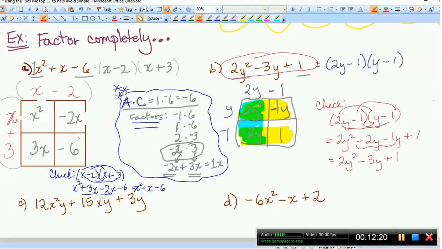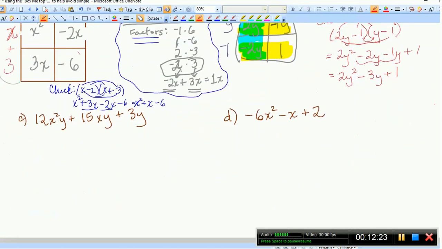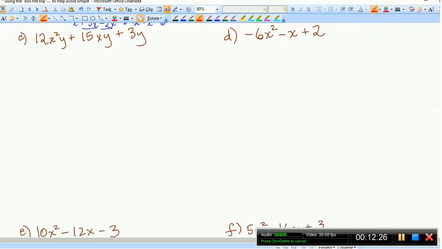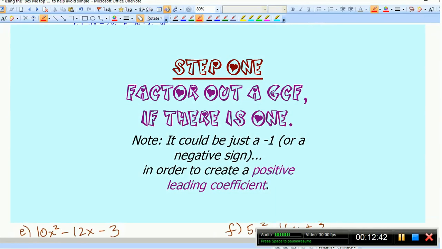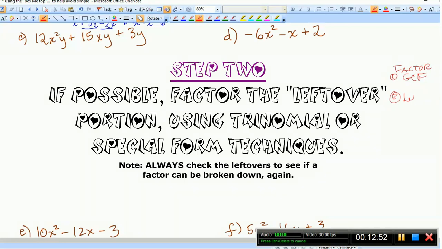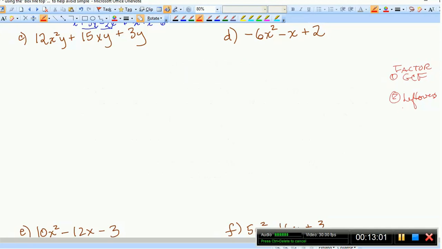Hang in there, okay? Why don't you guys pause the video and give these two things a shot? Remember factoring completely. Remember talking about needing a positive leading coefficient for D. I'm looking at D for that one. So the steps altogether of factoring, just to remind you: first, we want to factor out a GCF, so we factor the GCF out to the front. Then we look at the leftovers and examine them to see what type of trinomial it is. We want to make sure the leftovers are or are not factorable. So that's just a quick little reminder.